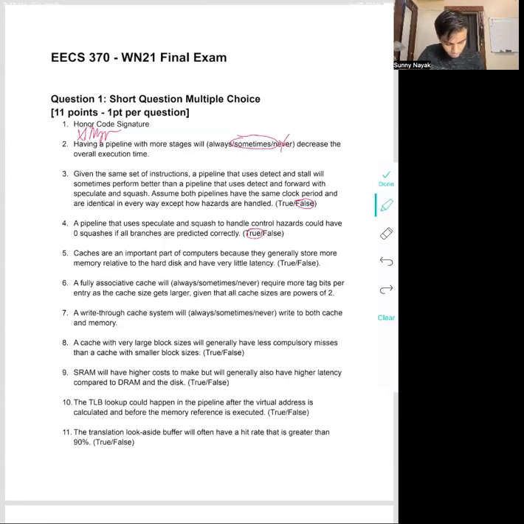Caches are an important part of computers because they generally store more memory relative to the hard disk and have very little latency. This is going to be incorrect. And the reason for that is, while it is true caches have very little latency, right? They're really fast. It's great. They don't store more memory.